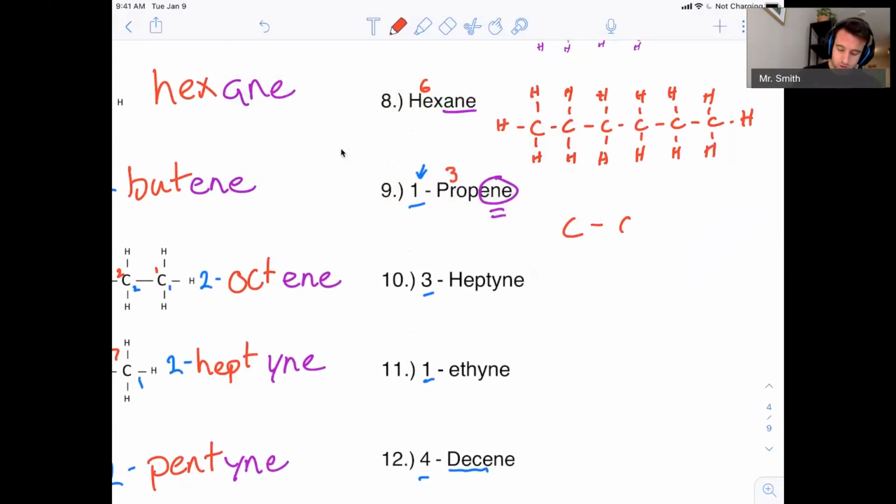Carbon 1, carbon 2, and carbon 1, right? They're both on the outside. Oops, you can't see me pointing at that. They're both on the outside, so either one of these could be the outermost carbon, either one of these could be carbon 1. This carbon here is in the middle.